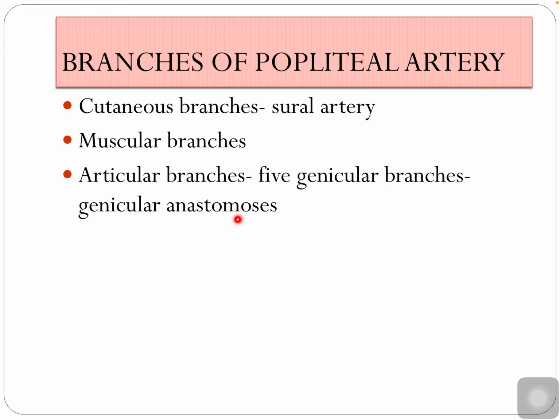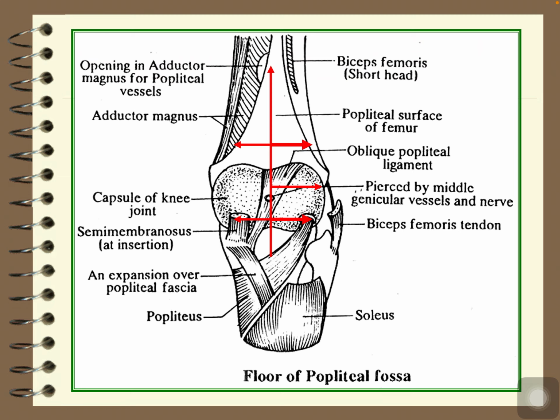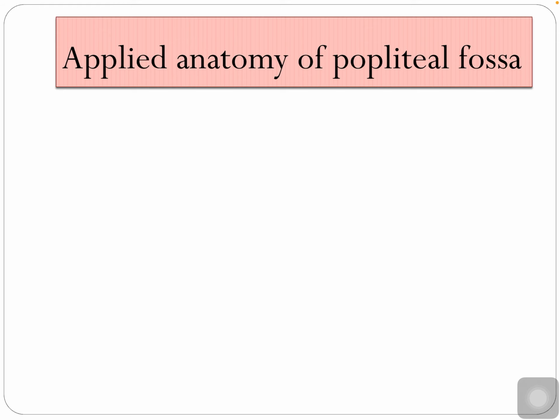This genicular anastomoses may be asked as short notes or very brief answer. So these are the 5 branches of popliteal artery: superior medial, superior lateral, middle genicular, and inferior medial and inferior lateral genicular arteries. So we will now continue with the applied anatomy of popliteal artery.